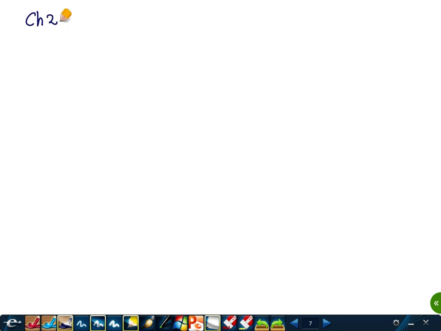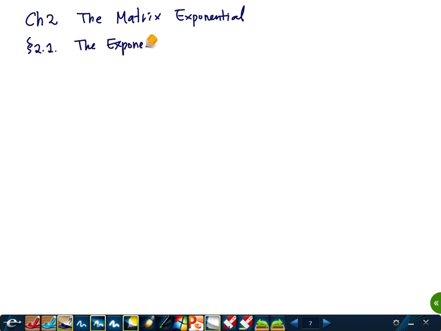That's about the first chapter. Now, the second chapter is the matrix exponential. The first section is the exponent of a matrix. In this section, we will learn how to define the exponential of a matrix.